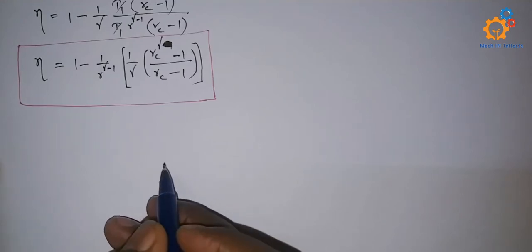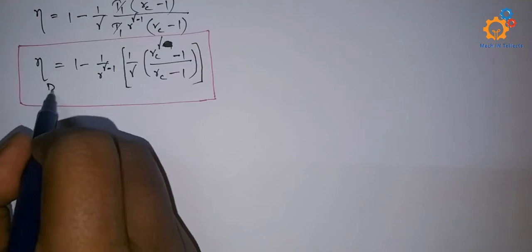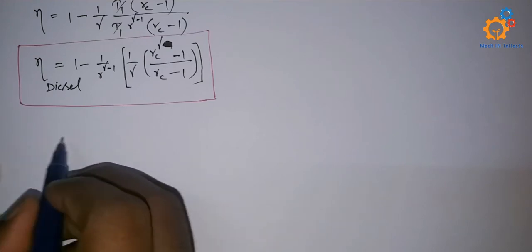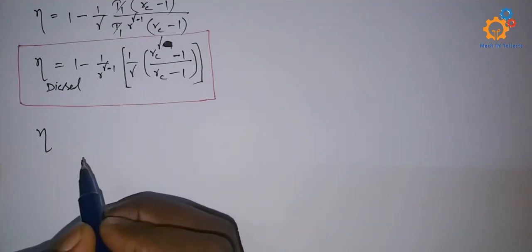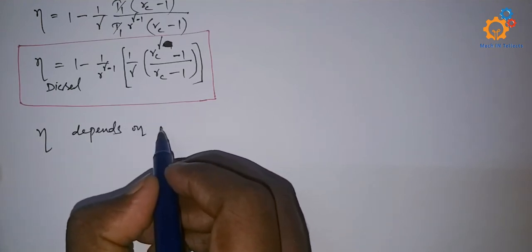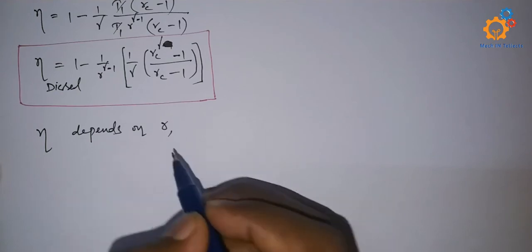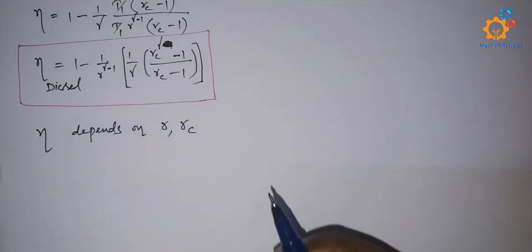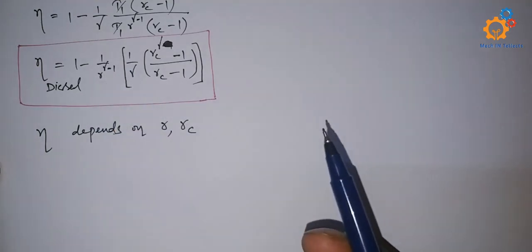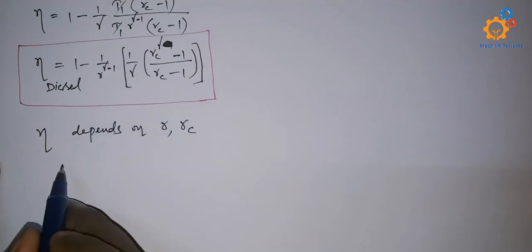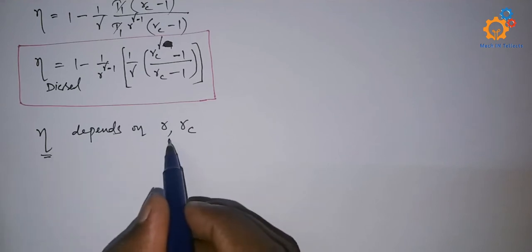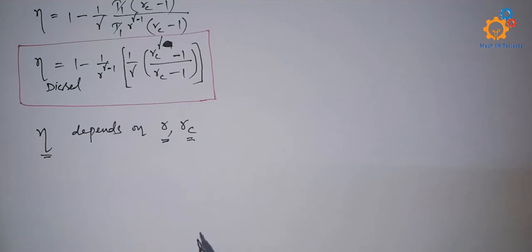Now let's see on what parameters the efficiency of a diesel cycle generally depends. From this equation we can say that efficiency generally depends on compression ratio R and cutoff ratio RC. Okay, this gamma is generally common. We will take diatomic gases. Okay, it is a constant value. Let's see how this efficiency depends on compression ratio and cutoff ratio.